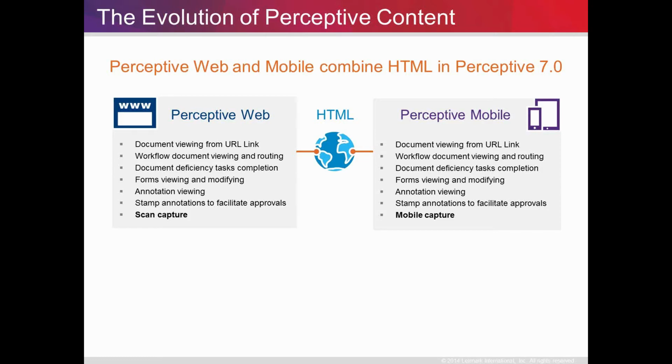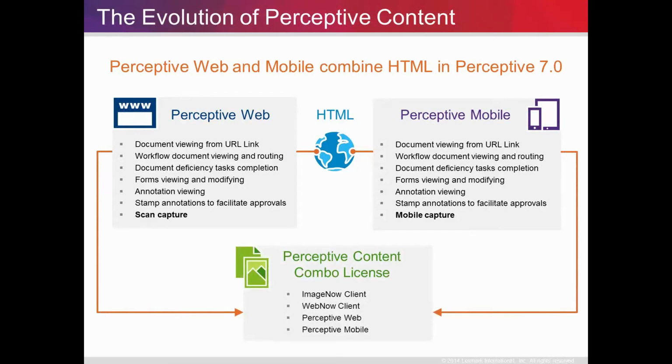Two unique functionalities that many people are very excited to hear is our ability to drive a scanner from our Perceptive Web client, as well as the mobile capture clients. Another new exciting development as of 7.0 is the Perceptive Web and the Perceptive Mobile clients will also be part of our Perceptive content combo license family. So as of today, in the Perceptive combo license family, you have access to be able to toggle between the ImageNow client and the WebNow client. Within 7.0, you will also have the ability to toggle those licenses between the Perceptive Web and the Perceptive Mobile clients.